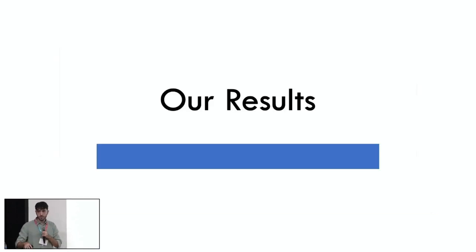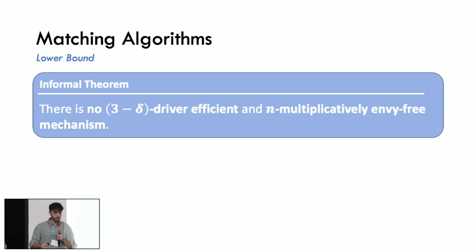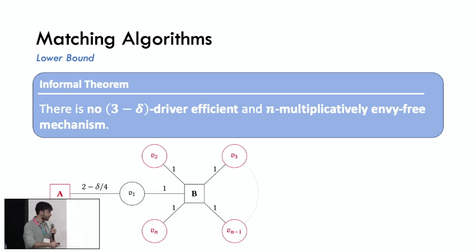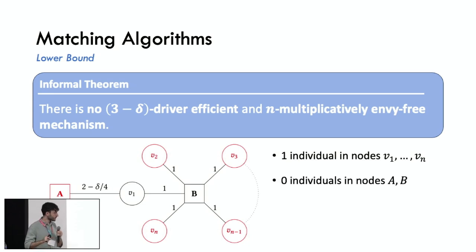So let's just jump right ahead to our results. First, I'm going to present some lower bounds. There exists no 3 minus delta driver efficient matching algorithm that's simultaneously better than n multiplicatively envy-free, which essentially means that if you want to be anything better than 3 driver efficient, you're not going to do anything reasonable in terms of the fairness guarantee. And the example is the following, where nodes V1 through Vn have 1 food insecure individual. There are 0 food insecure individuals in nodes A and B. The red nodes have a food bank.